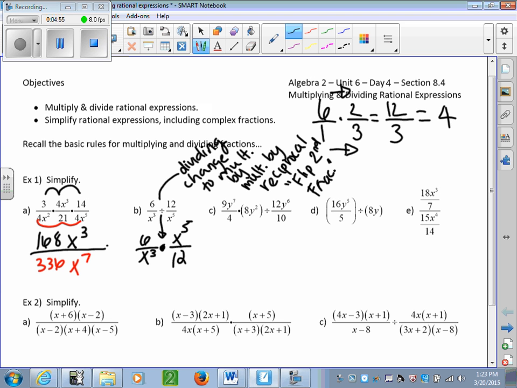All right, now I have multiplication, and what do we say when we multiply? We just multiply straight across. So I have 6 times x to the 5th in the numerator. That gives me 6x to the 5th over, and I have 12 and x cubed, so that gives me a 12x cubed. All right, so now I just need to reduce this fraction. So 6 divided by 12 is 1/2. I could do that in my calculator if I needed to, but it will give me a 1 over a 2.